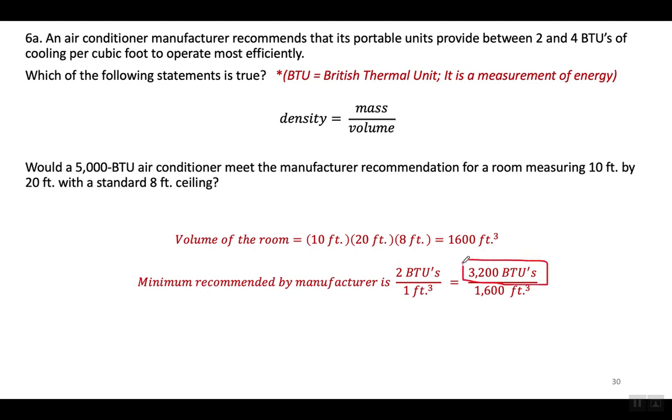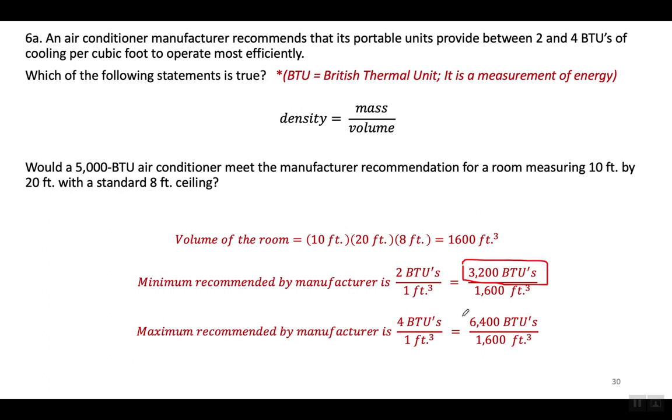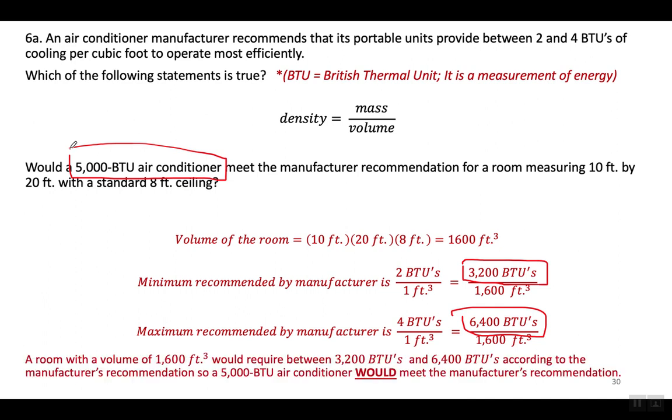Now let's check the maximum BTUs for a room of this size. It's 6,400 BTUs. Does this air conditioner that's 5,000 BTUs fall within that range? Yes, it does. It's right inside that range. So yes, this one would meet the manufacturer's recommendation. This would be the correct answer, the true answer. On the test, you're going to have 4 different answer choices, and you have to figure out which one is right by doing this process.